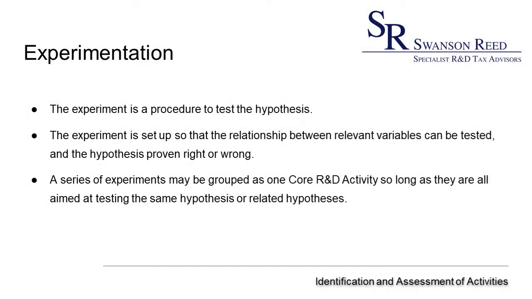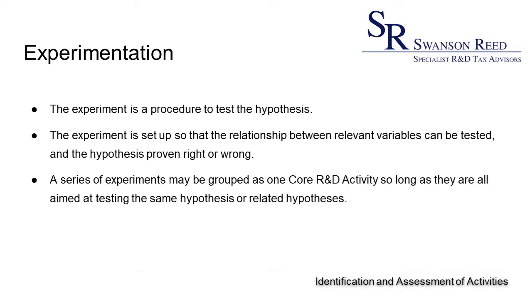Once the hypothesis is defined, the next stage involves identifying the experiment. The experiment is a scientific procedure that you undertake to test your hypothesis, observe what happens, and compare this to what you expect. It's set up so that the relationship between relevant variables can be tested, and the hypothesis can be proven right or wrong. A series of experiments may be grouped as one core R&D activity, so long as they are all aimed at testing the same hypothesis or related hypotheses.